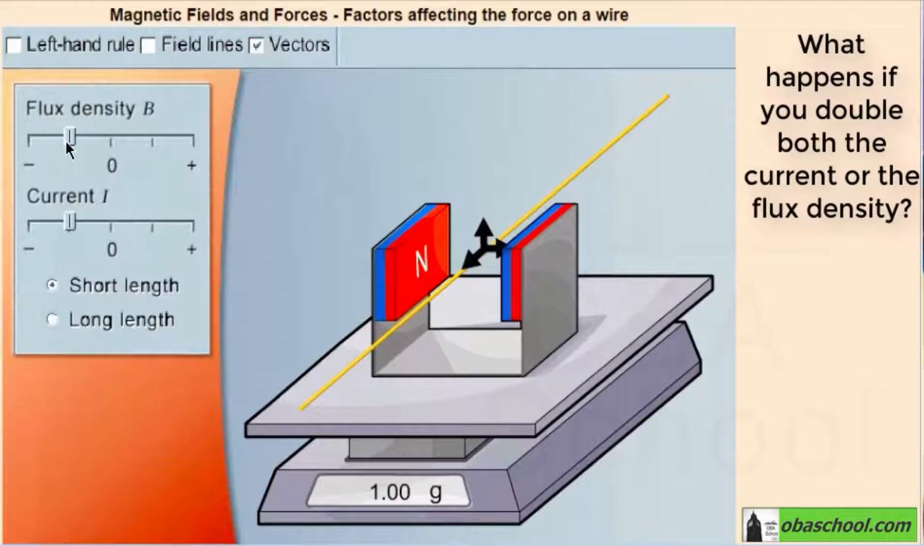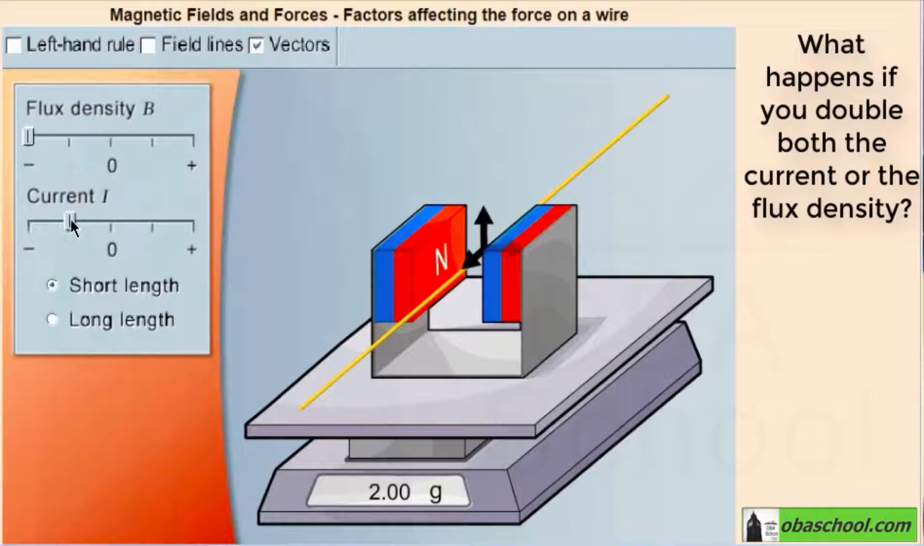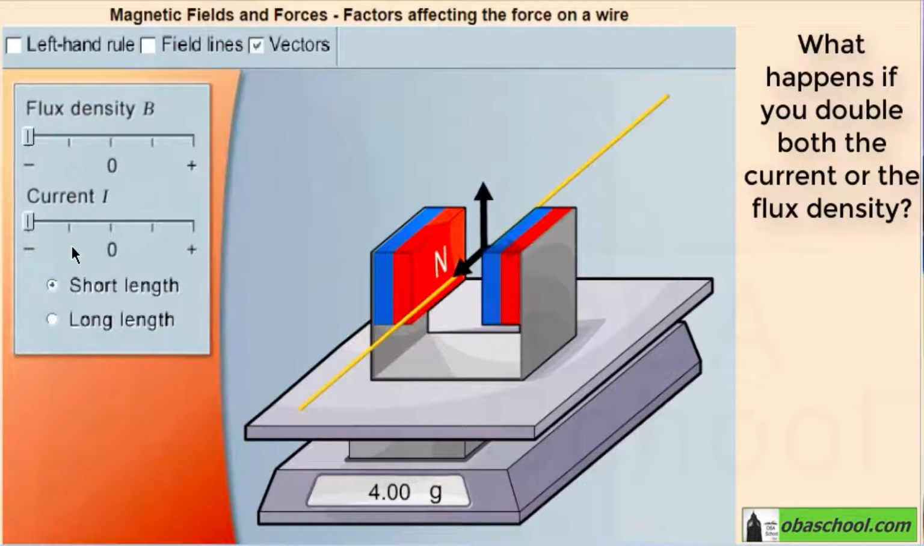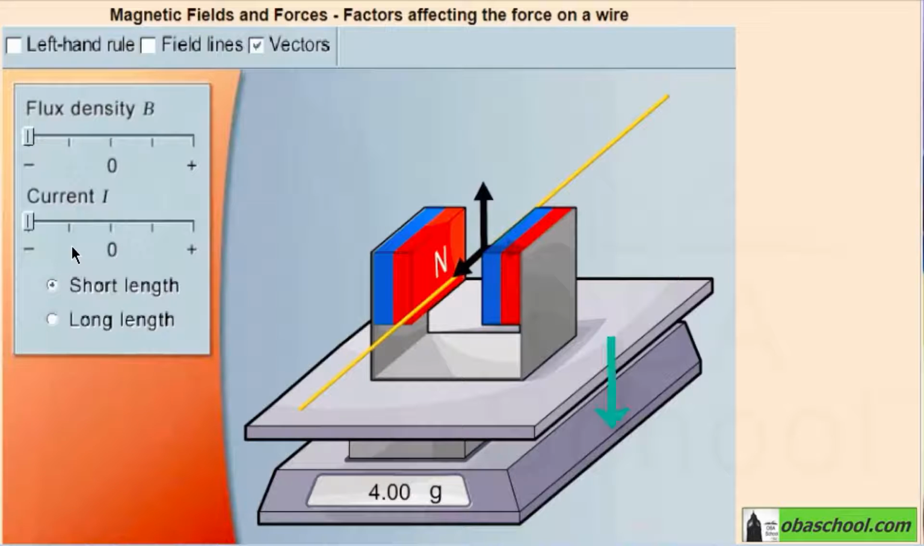What happens if you double both the current and the flux density? So let's double the flux density and the current. What do you notice? Yes, the magnetic assembly moves downwards further and the reading quadruples from its original value, which is 1 gram, to the display value of 4 grams.